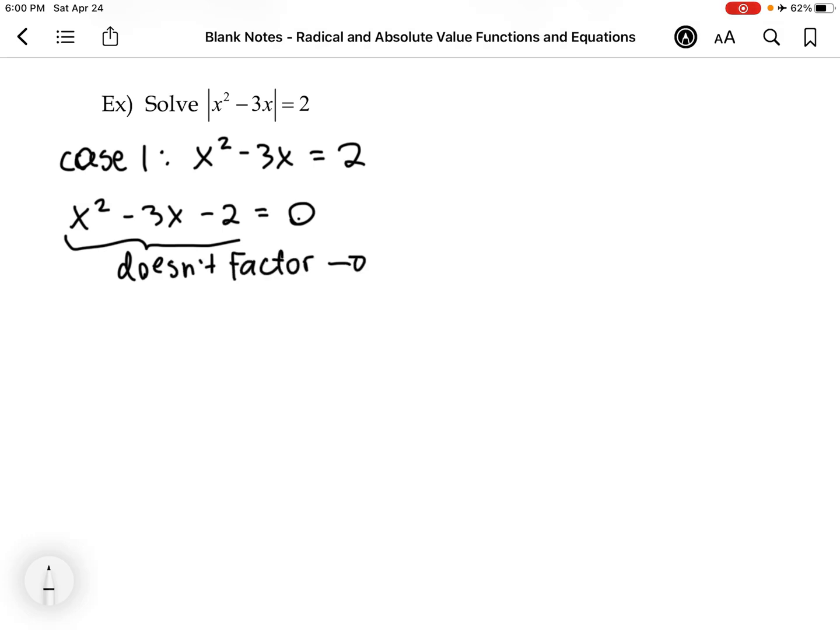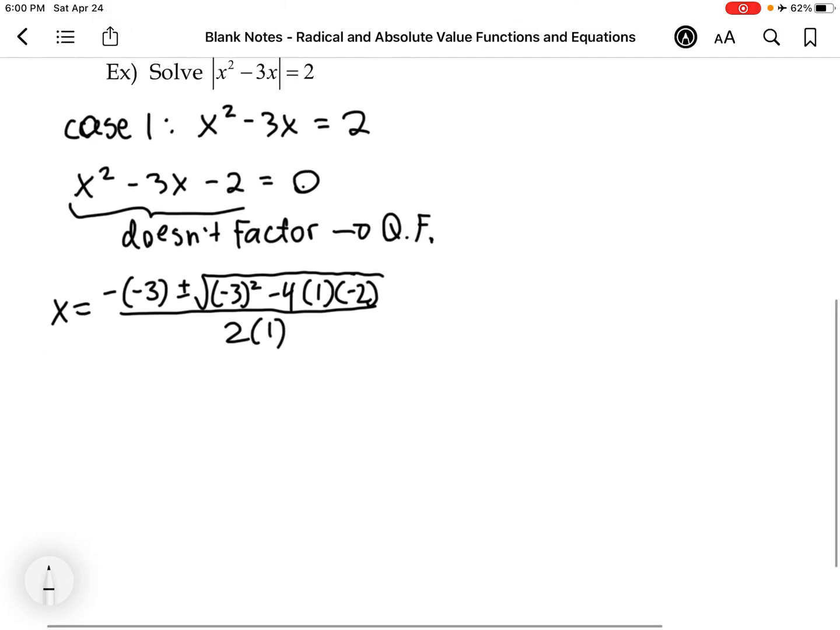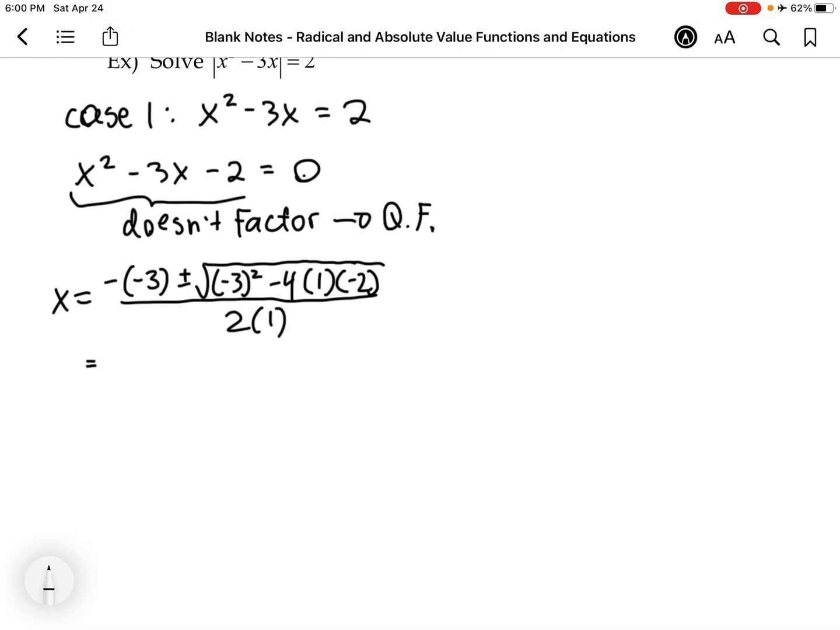Or sorry, not the quadratic formula, the quadratic equation. Use the quadratic formula. Okay, so x equals minus b plus or minus the square root of b squared minus 4 times a times c, all over 2a. Okay, and that works out to be 3 plus or minus the square root of, let's see, this is going to be 9 and then plus 8, 17 over 2.